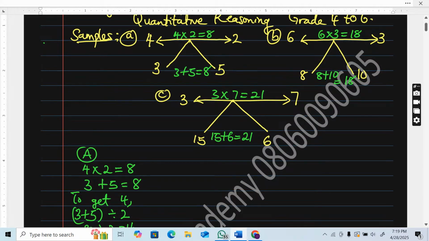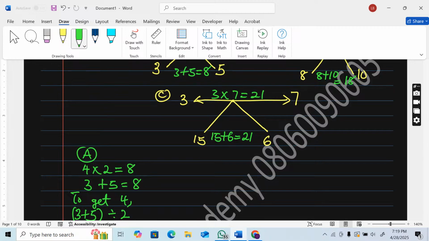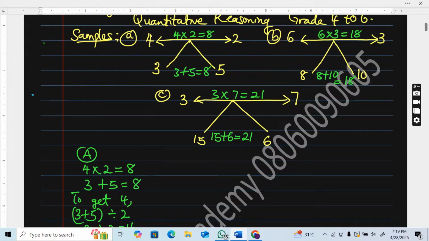Now let's look at sample B. What if we want to figure out 6 in sample B? To get 6, we add 8 and 10 together, then we divide it by 3. 8 plus 10 is 18. 18 divided by 3, that will give us 6.